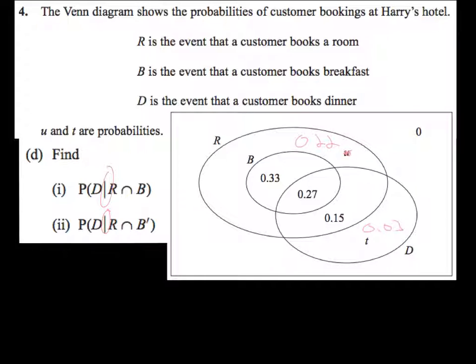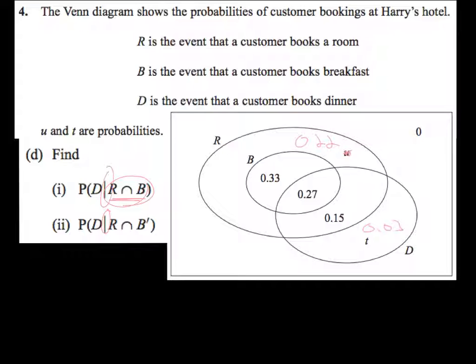So if we look at the first one, the conditional probability tells us what has happened. So for instance here, we're looking at R and B. So here we're looking at people who have booked a room and having breakfast. And within that subset, we're then looking at the probability that they have dinner. And this is, in effect, going to affect the denominator.